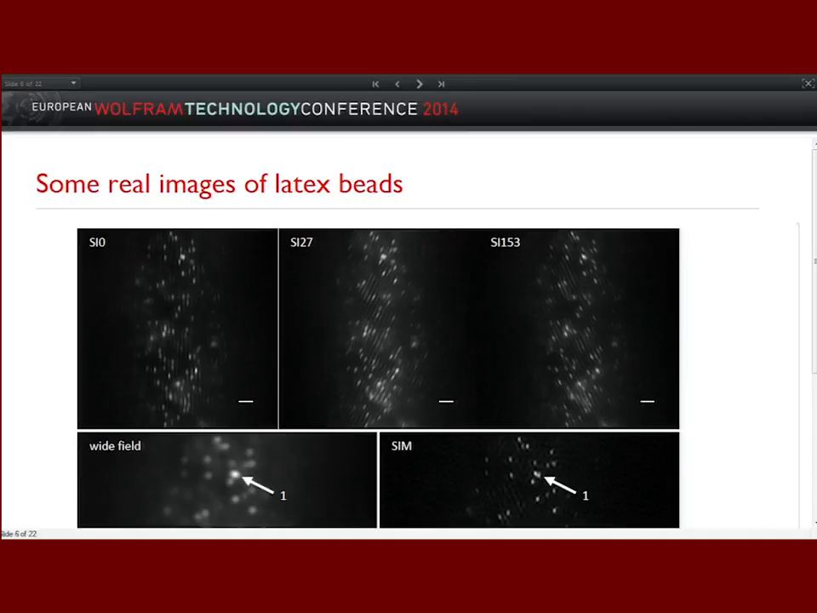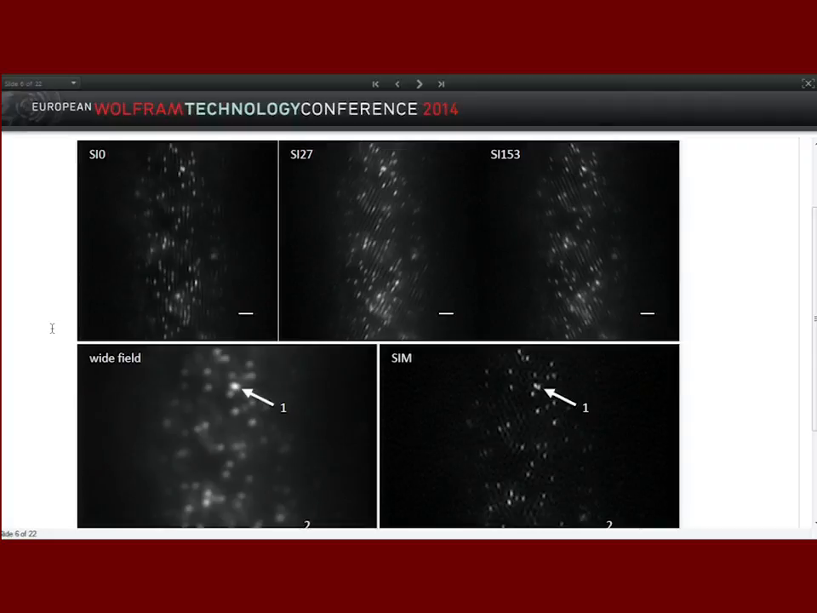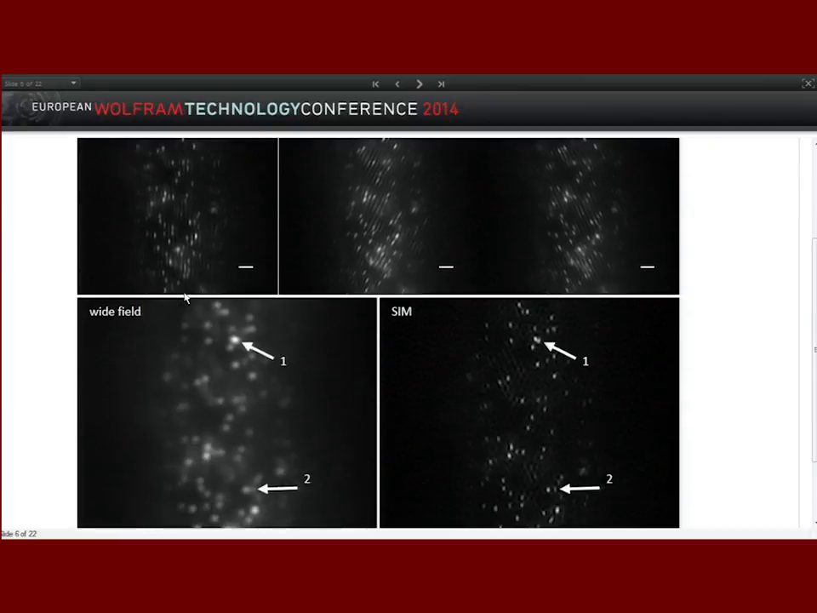And here are some real images. I will start with this because I don't want to generate any suspense whether this works or not, but it actually does. So here are some patterns that we create of different latex beads along different directions.